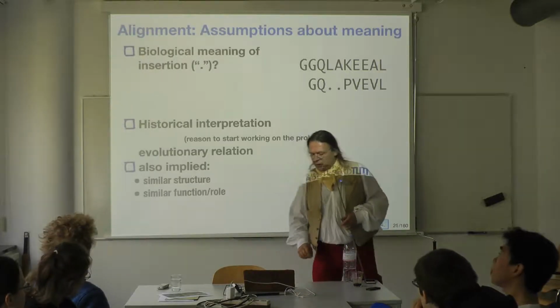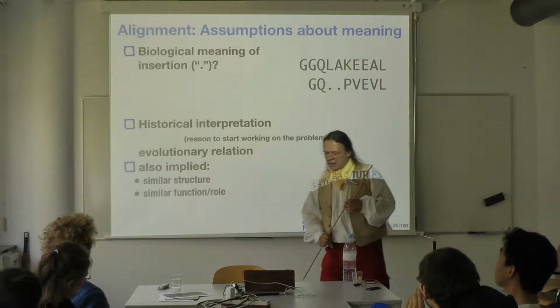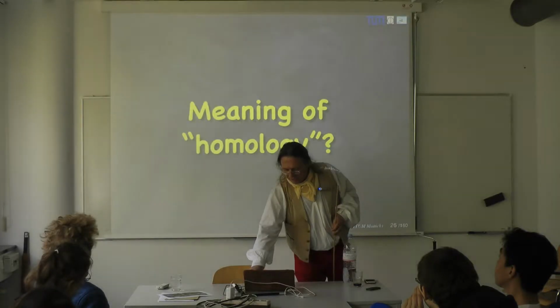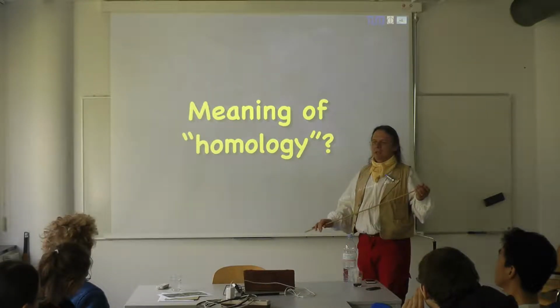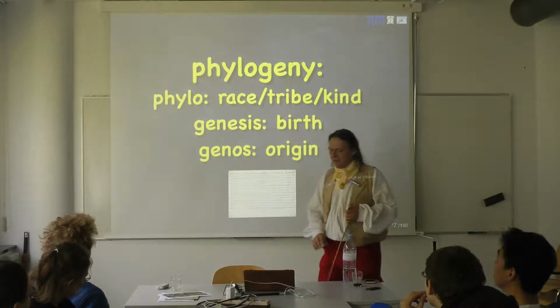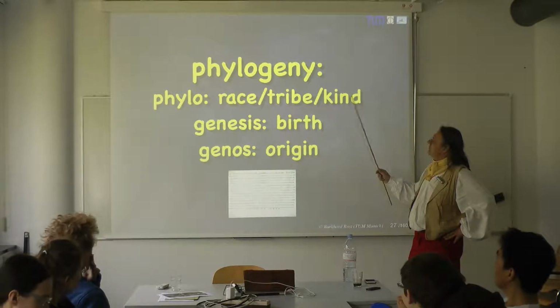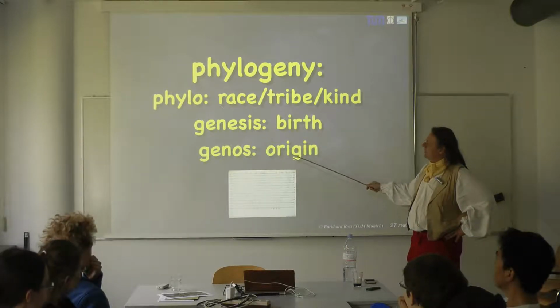The historical adaptation is evolutionary relation. We typically imply similarity in structure and function. Do you know what homology is? Actually, let's get into the meaning of homology, and let's begin with a different word, phylogeny. So phylo: race, tribe, kind; genesis: birth, or origin.